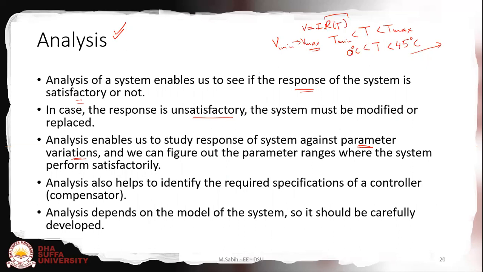If I have this equation here, I can put in the parameter values and calculate the analysis. Analysis also helps us to identify the required specification for a controller or compensator. This is another aspect. So we study the parameter variation, and we study the required specification of the controller. Basically, the analysis heavily depends on the model. If the model is good and appropriately detailed, then the analysis will be good. The model should be detailed.